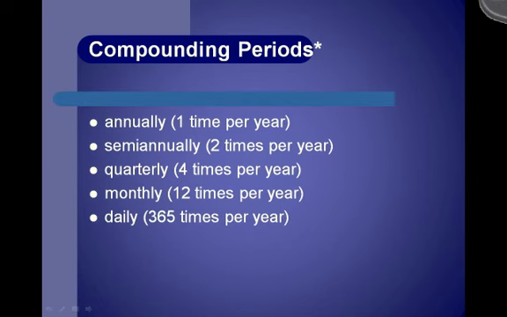Now when we talk about the compounding periods, the n on the previous formula, A equals P times 1 plus r over n to the nt, n is the number of times per year they're going to compound it. So if it's annually, which means n is 1, that means they're going to do it one time per year. Semi-annually means they're going to compound it 2 times per year, so n is 2. Quarterly, n is 4. Monthly, 12 times per year, n is 12. Or daily, n is going to be 365.